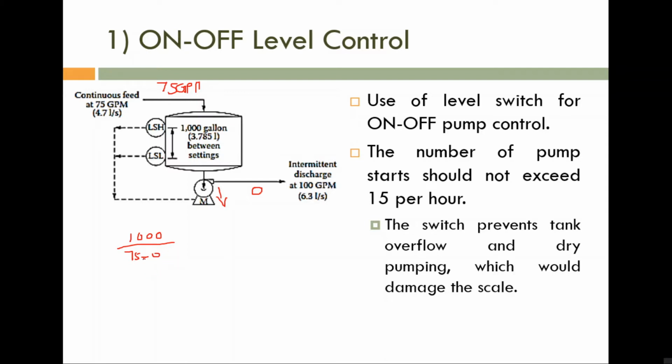means per minute this much quantity, 75 gallons, is added per minute. Okay, so in order to fill this tank with capacity 1000 gallons, we require 1000 by 75 minutes. Am I correct? Because this is gallons per minute. So 1000 divided by 75, that many minutes is required, right? And what is the value of 1000 divided by 75? 13.33 minutes, right? So this much time is required to fill this tank. Okay, thank you. 13.33 minutes is required to fill this tank.